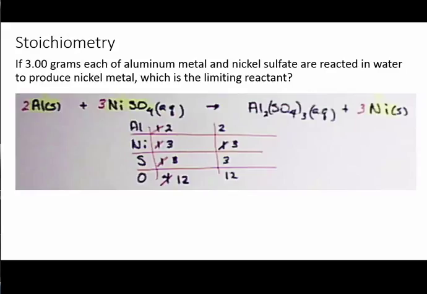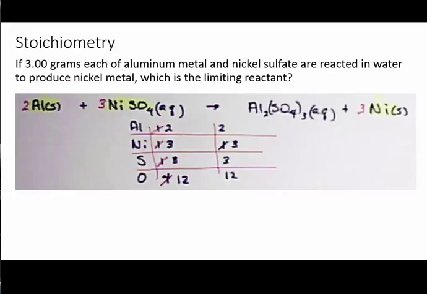There are some other things we have to do after we learn how to figure out what the limiting reactant is. With the limiting reactant, we're going to figure out which one of these is going to run out first. And the way we're going to do that is to do two separate mass-to-mass problems. In this problem, it says we have 3 grams of both aluminum and nickel sulfate. So the weight we're starting with of the aluminum and the weight we're starting with of the nickel sulfate are exactly the same. So we need to start with one of those and do a mass-to-mass problem to the product. And the product we're looking to make is nickel, the nickel metal.